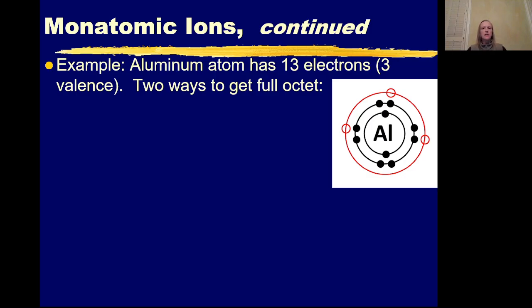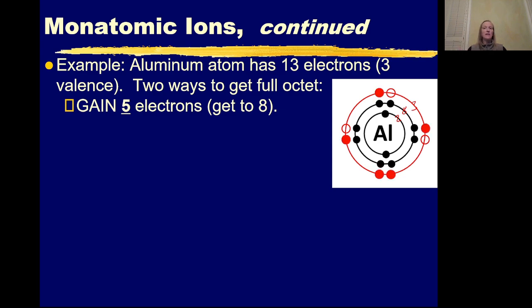So let's do an example and see how we can predict what kind of charge forms with an element like aluminum. Aluminum has 13 electrons, so my Bohr model would have 2 electrons and 8 and then 3 in the outer shell. There are 2 different ways I can get a full octet here. I can gain 5 electrons to get up to 8 valence electrons. We're trying to get a full octet. The way to get 8 is to add 5.